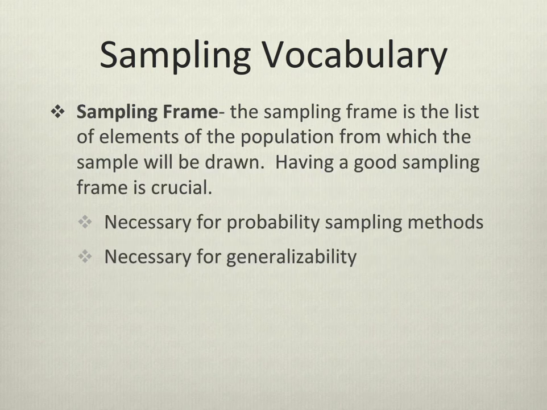The sampling frame is the complete list of everyone in the population. In order to use a probability method, you must have a sampling frame. If your sampling frame is incomplete, then the project is not properly done. If you want to generalize using inferential statistics, you need a sampling frame because it's impossible to estimate error without one.